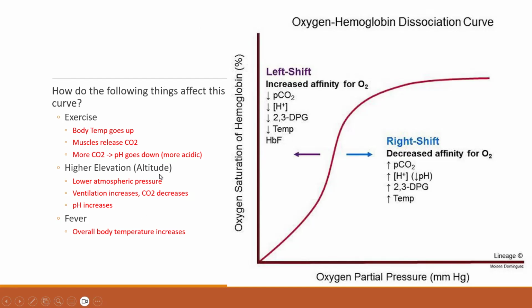Okay, next scenario, higher elevation. Not sure if you guys know this, but here in Phoenix, we are actually at elevation. We're about, I believe, 1,000 feet above sea level, something like that. At sea level, there's a certain pressure that the air puts on our bodies, roughly around 14.7 pounds per square inch. And then as you go to higher elevation, there's less pressure being put onto our body.